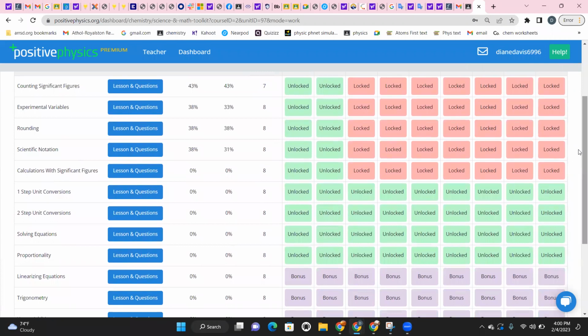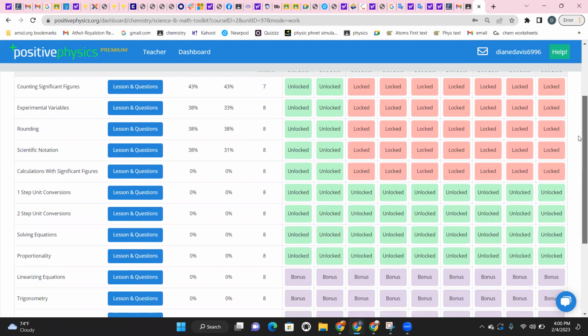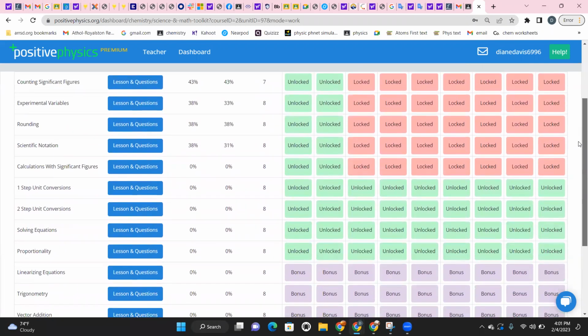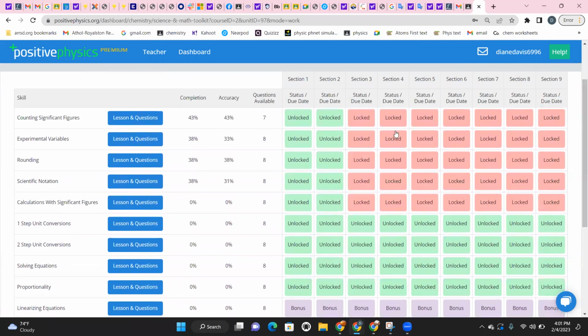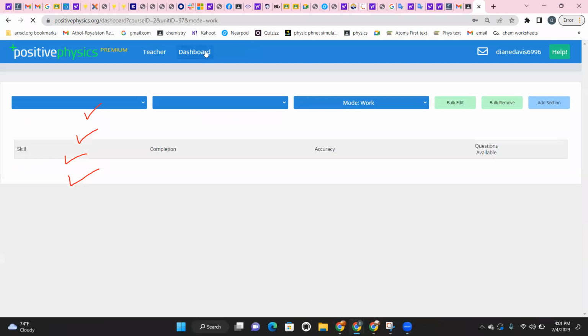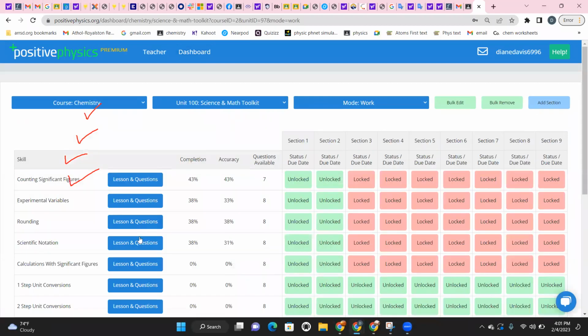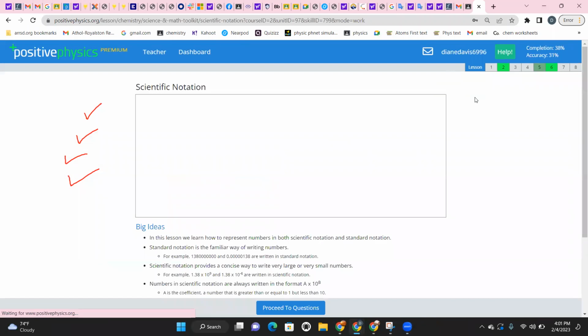And I don't think I'm going to be doing the density chapter along with this. In fact, I think I'm going to stop here to keep my videos smaller so that this video covers counting significant figures, experimental variables, rounding, and scientific notation. Let me look and see if there isn't another problem I'd like to do.